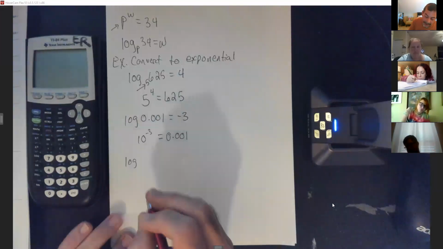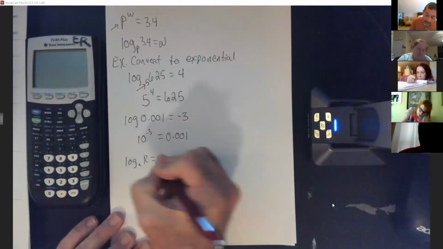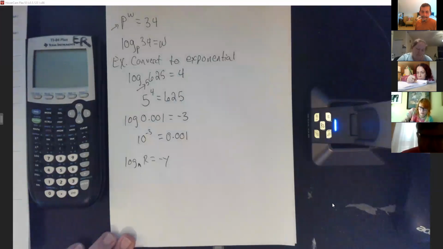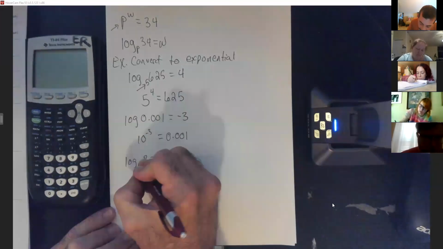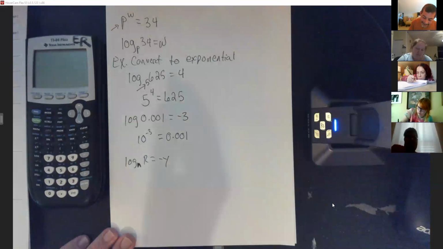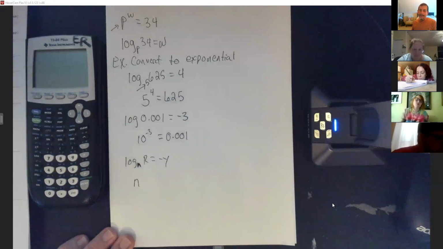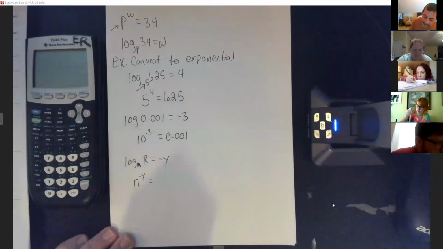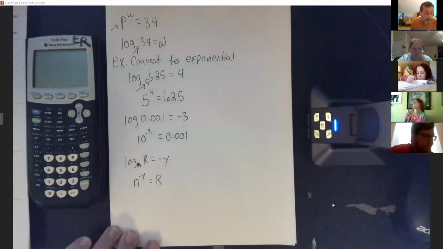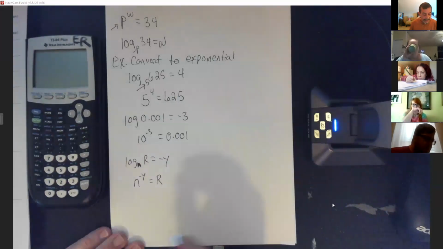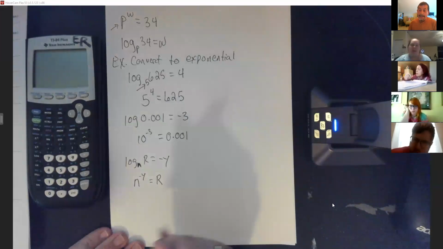All right, log base n of r equals negative y. Let me make that an n. It doesn't look too much like an n. There we go. So base is the n. Exponent is what? The negative y. And n to the negative y will equal the r. Now with this one, if they use little letters, use little letters, and if they use capital letters, use those, because it's really picky on the way they're written, okay?